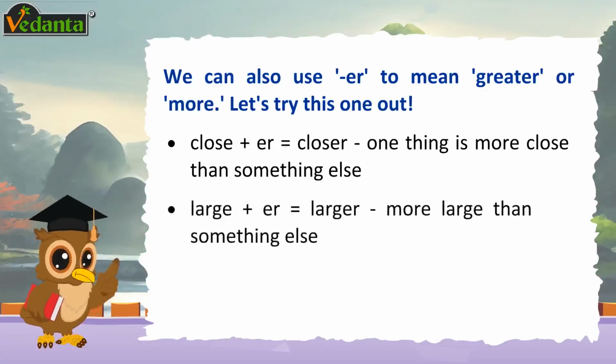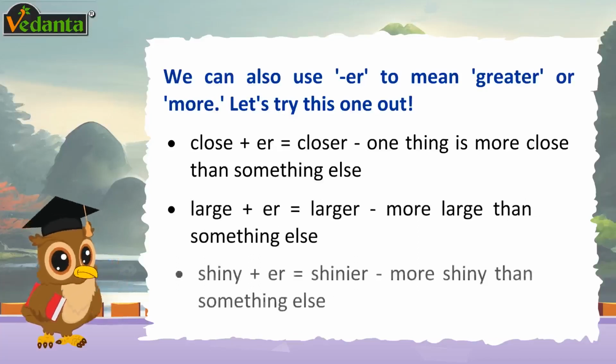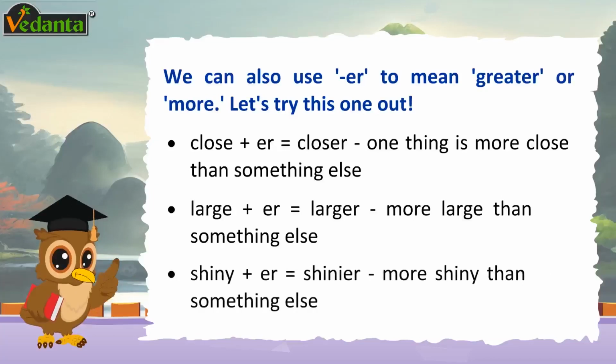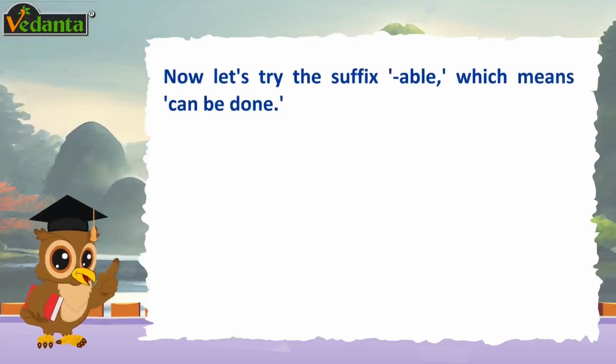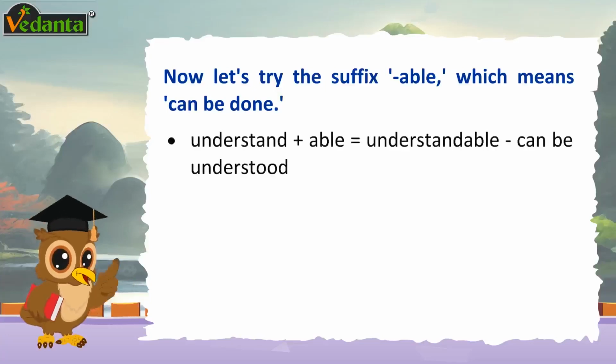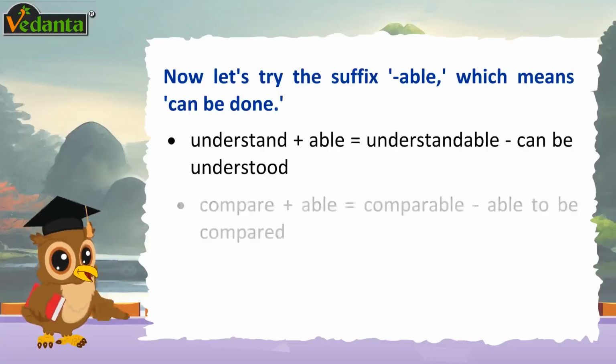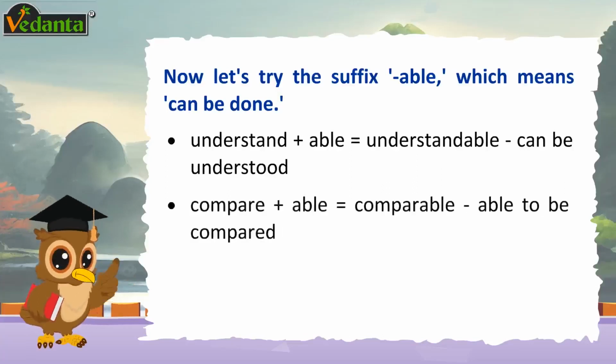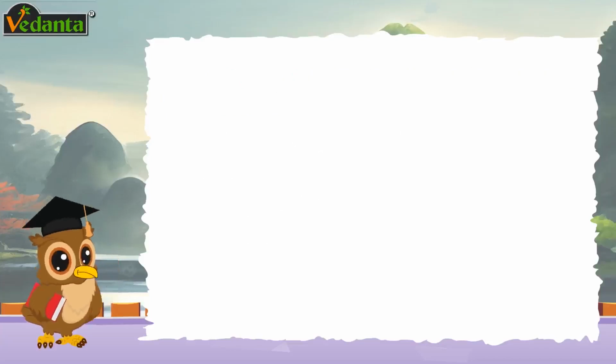Large plus er equals larger, more large than something else. Shiny plus er equals shinier, more shiny than something else. Now let's try the suffix able, which means can be done. Understand plus able, understandable, can be understood. Compare plus able equals comparable, able to be compared.